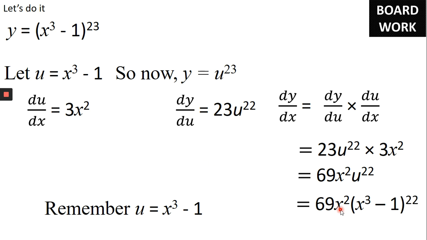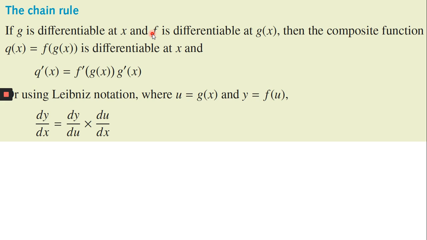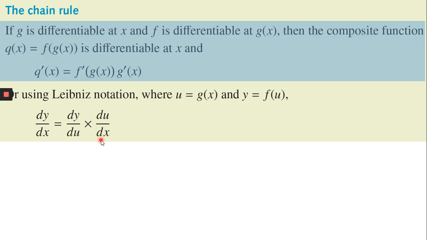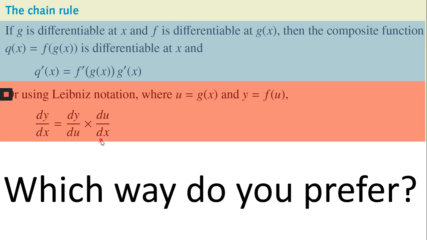So 69 x squared (x cubed minus 1) all to the power of 22. So a lot easier than expanding all of that 23 times and then differentiating. So that's your chain rule. Here you do your two different notations. There we are. Which way do you prefer?